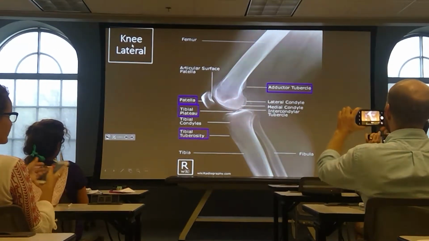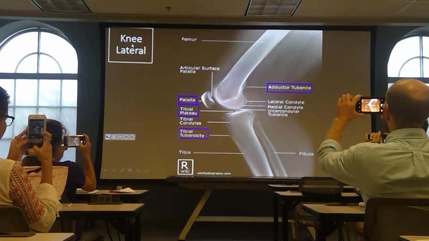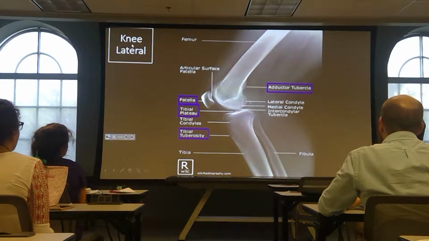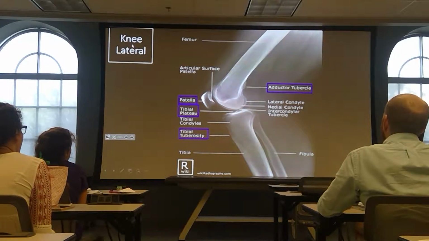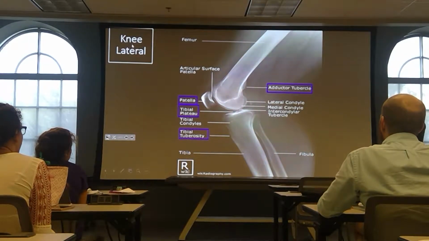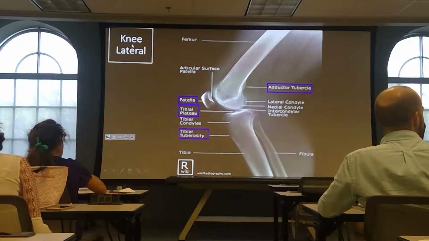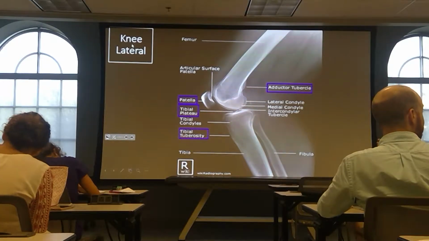Okay. This is a lateral view. So now we can see the patella here. So you have the tibial plateau, which is the top part of the tibia. The tibial tuberosity, what disease do we talk about the tibial tuberosity in? Osgood-Schlatter, one of my favorite words to say, yes. And then the adductor tubercle, all really good things.